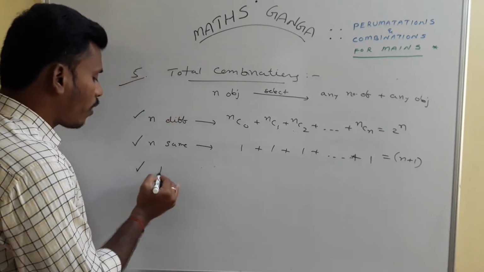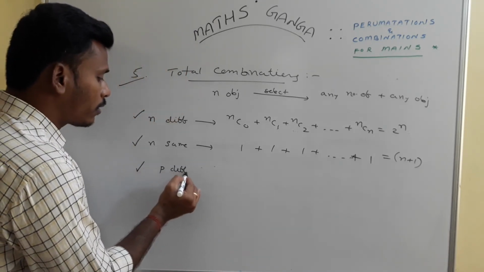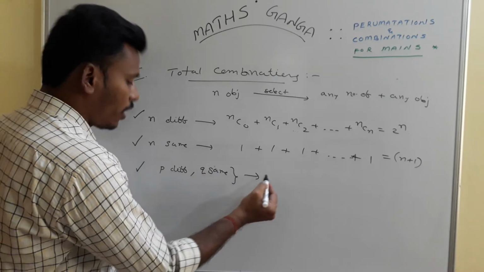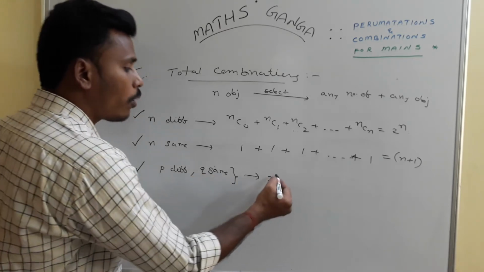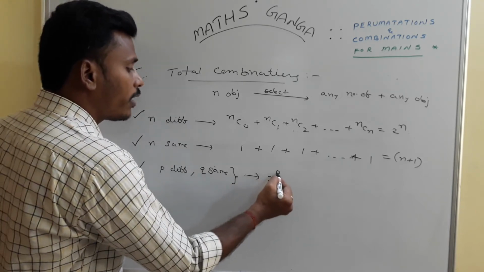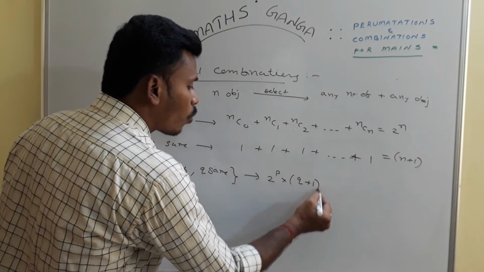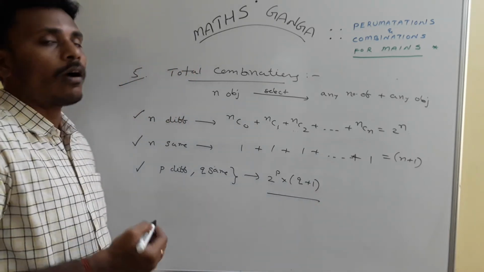And suppose I have p different objects and q same objects, then the total number of selections or combinations from these objects is nothing but, since p are different, it can be done in 2 power p ways, and q are same, it can be done in q plus 1 ways. But these are the total number of combinations.